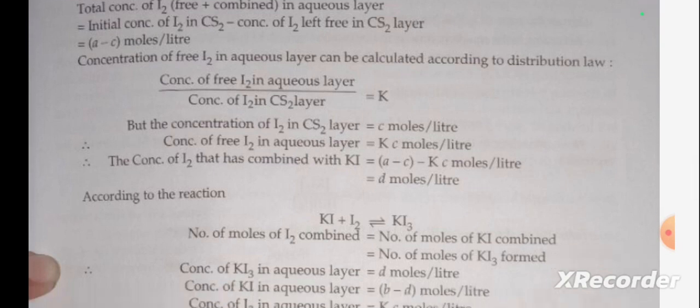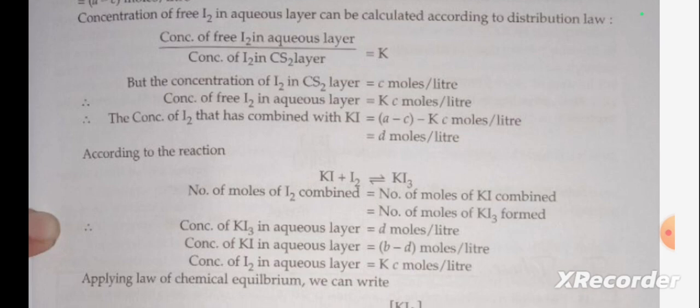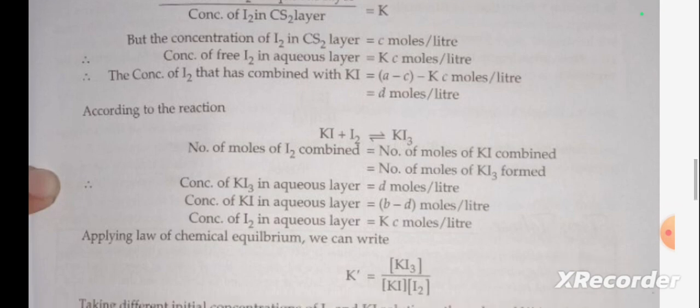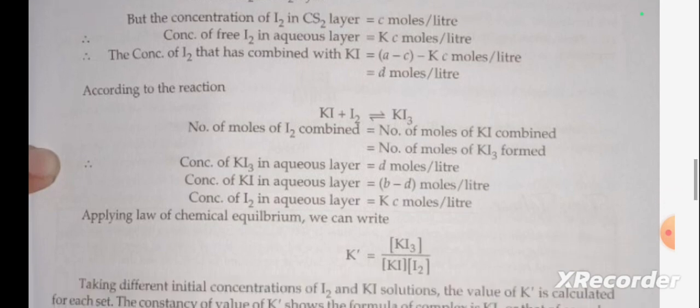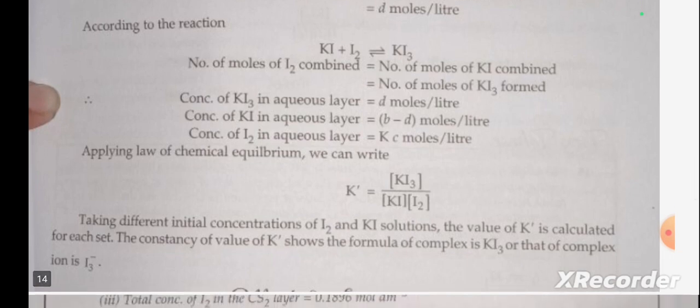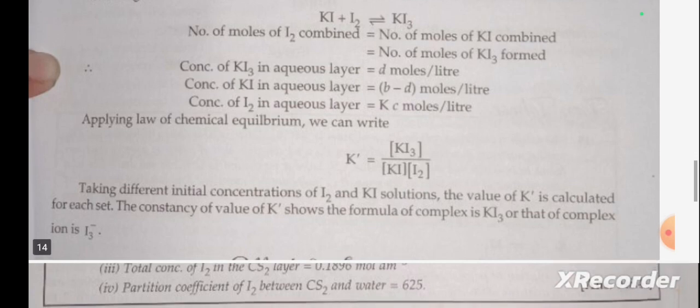The concentration of free I2 in the aqueous layer can be calculated according to the distribution law. The concentration of free I2 in the aqueous layer divided by the concentration of I2 in the CS2 layer is K. But the concentration of I2 in the CS2 layer is C moles per liter, so the concentration of free I2 in the aqueous layer is KC moles per liter. The concentration of I2 combined with KI, A minus C minus KC moles per liter, is equal to D moles per liter. According to the reaction KI plus I2 gives KI3, the number of moles of I2 combined is equal to the number of moles of KI combined, which is the number of moles of KI3 formed. The concentration of KI3 in the aqueous layer is D moles per liter. The concentration of KI in the aqueous layer is B minus D moles per liter.